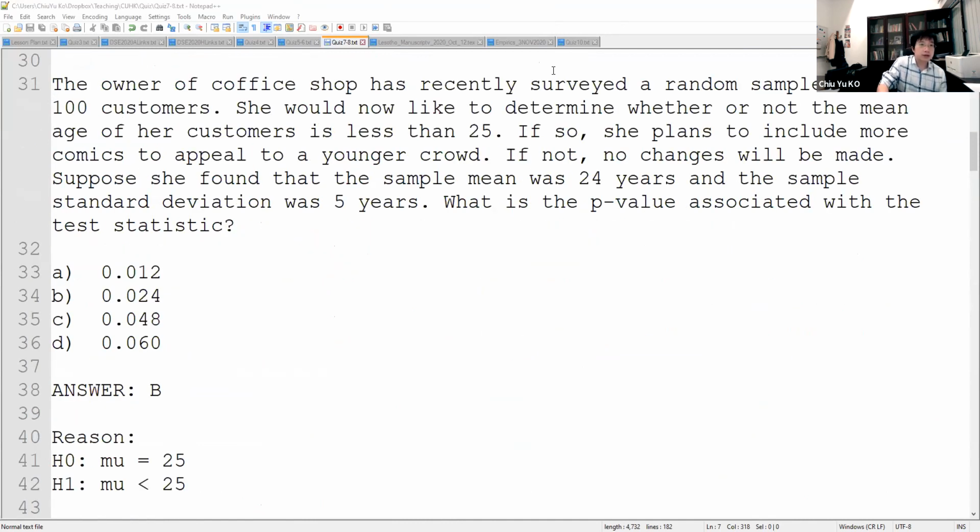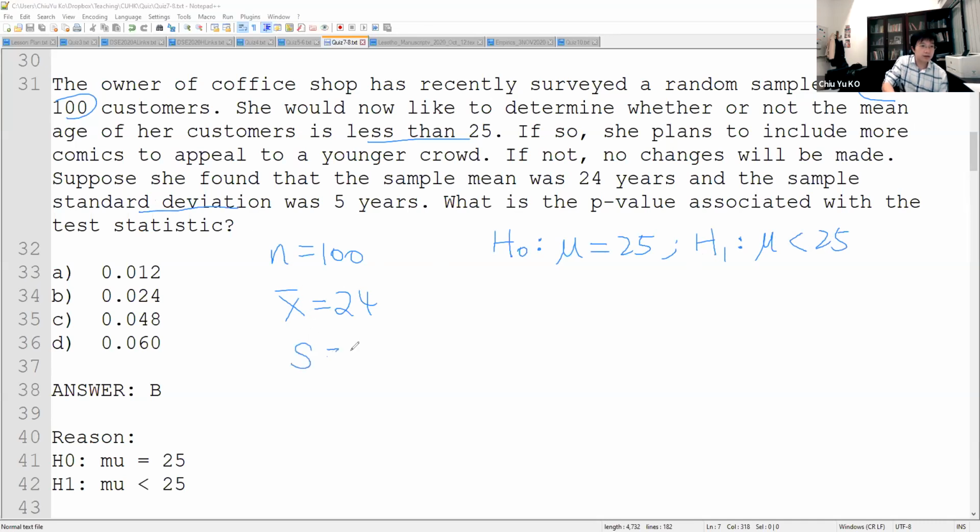The coffee shop owner recently surveyed n equal to 100. We determine whether the mean is less than 25. So H0: mu is equal to 25. H1: mu is less than 25. So rejection on the left is a left tail test. And the sample mean is 24, and the sample standard deviation S is 5.